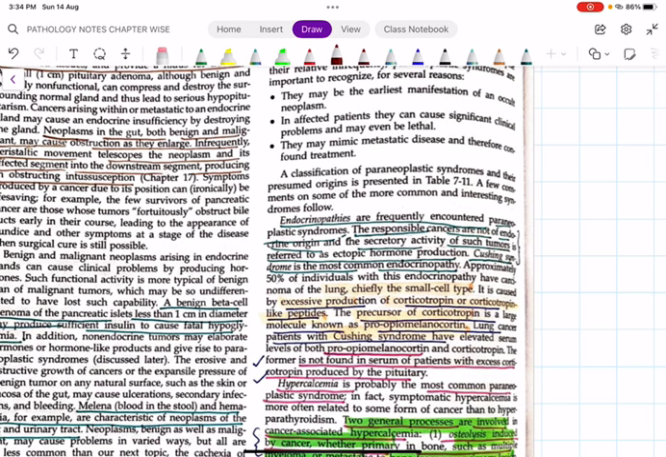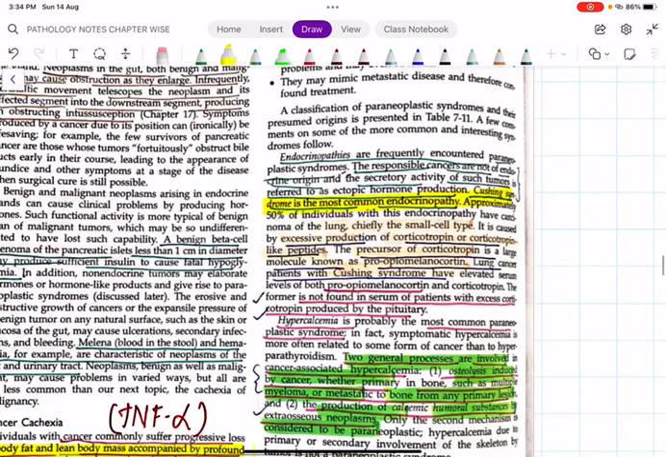Remember, they are not of any endocrine origin, but they occur as a result of ectopic hormone production. The most common endocrinopathy that we encounter is Cushing syndrome. It is because of the excessive production of corticotropin or pro-opiomelanocortin. Hypercalcemia is the most common paraneoplastic syndrome. What is the most common endocrinopathy?